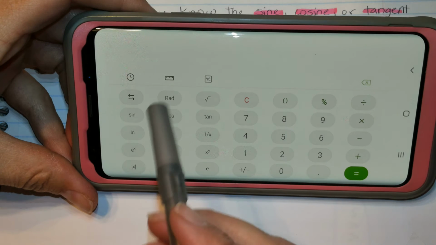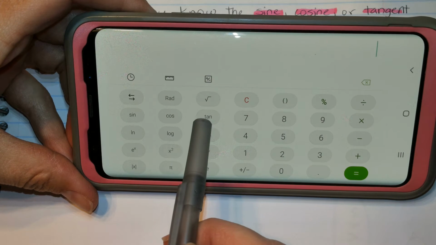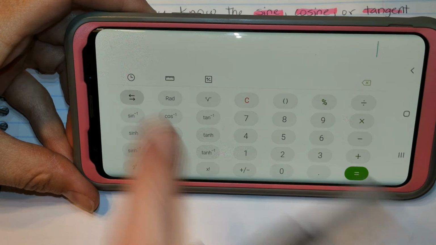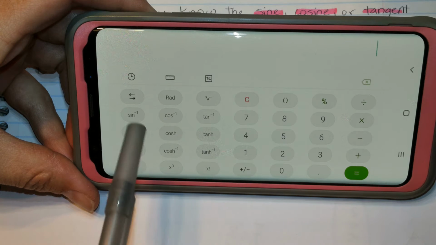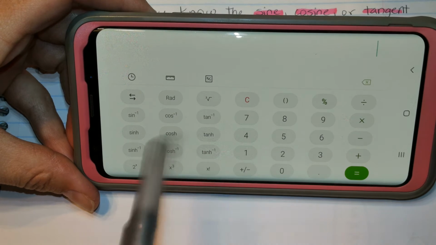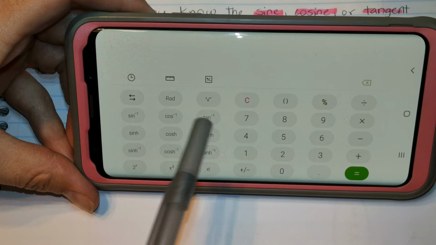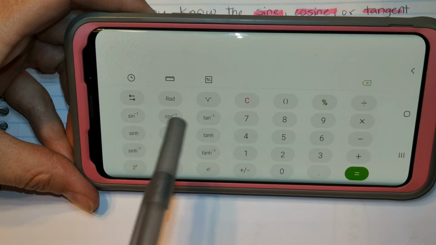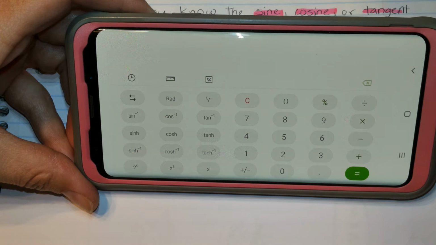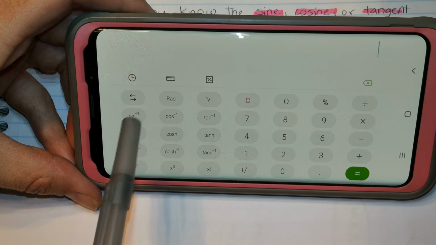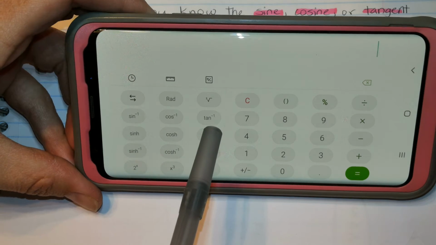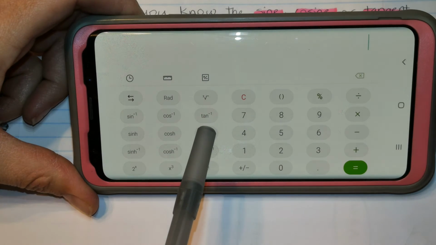Like on notes 20, I was showing you sine, cosine, and tangent, but I have this button I can push to show more features. We'll be using the sine to the -1, cosine to the -1, and tangent to the -1. Those are all the inverse operations of sine, cosine, and tangent. So if you're using the Chromebook or phone or an actual calculator, this button is there. It should be there for all of them. You might just have to figure out how to get it, okay?